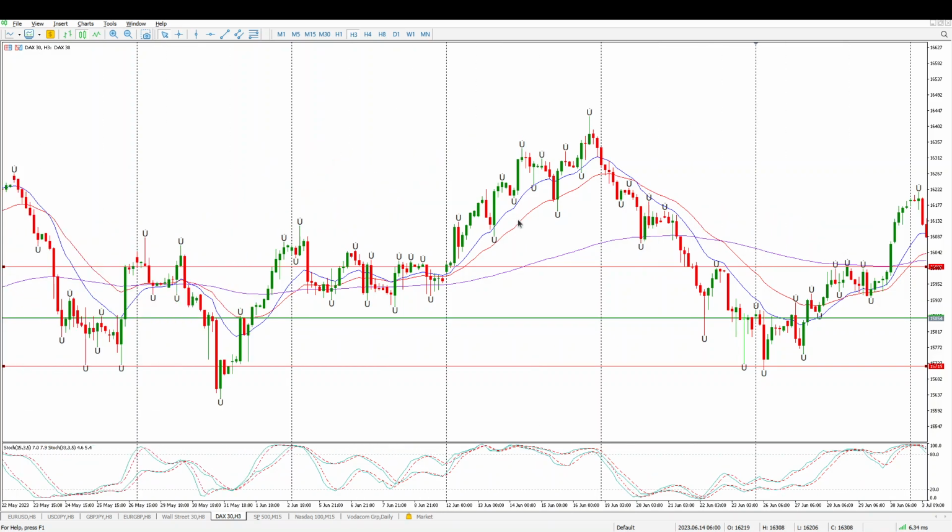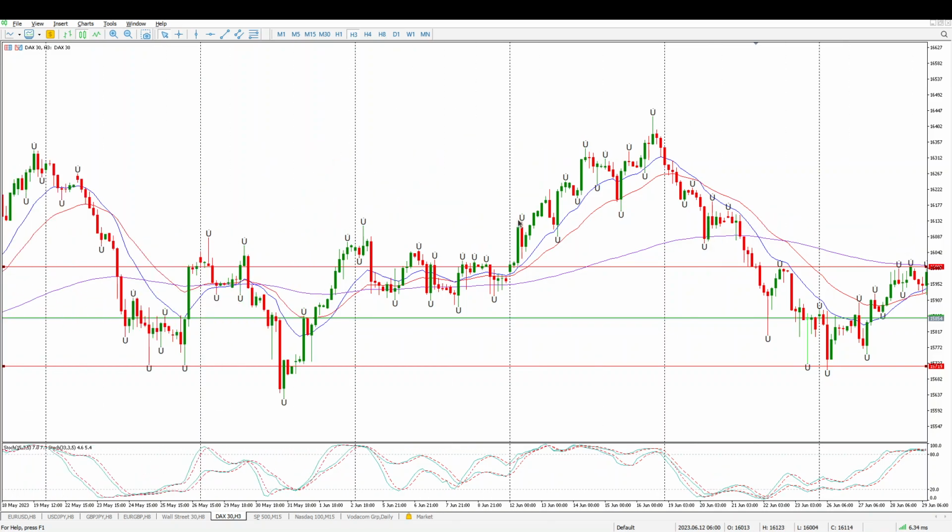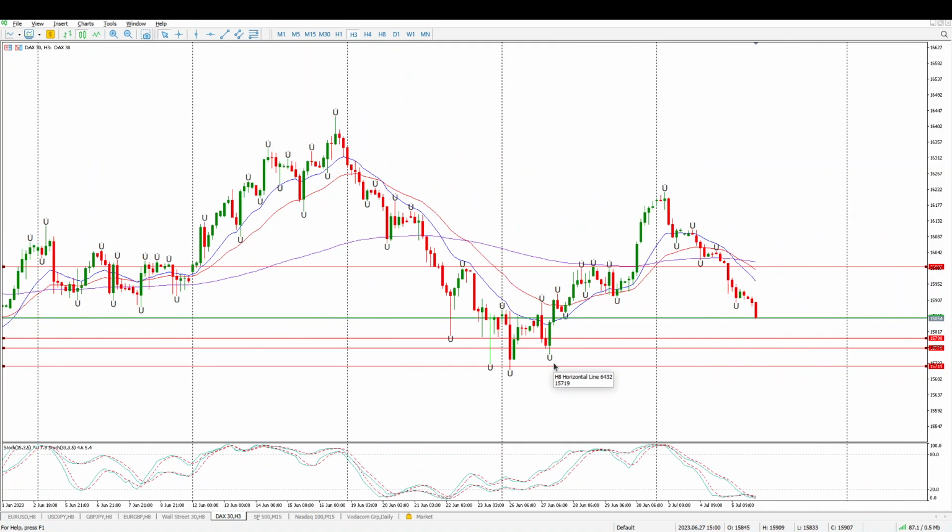Anyway, let's just get our structure in. So we are through these levels. So the next levels we need to pay attention to is going to be right there and one more over there. So those are the three that I would pay attention to right now.